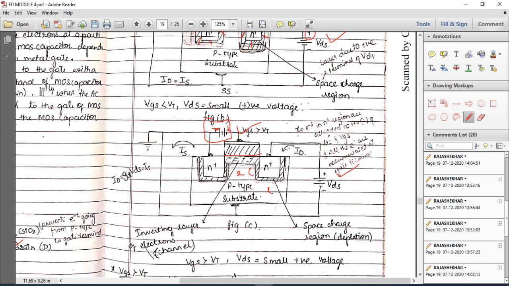We know that the conventional current flows from positive to negative and electrons move in the opposite direction. So that's why this is the path where electrons start moving, whereas this is the path where the conventional current starts moving from the drain to the source. Okay, so from this we can say that now a channel is formed near the oxide layer.